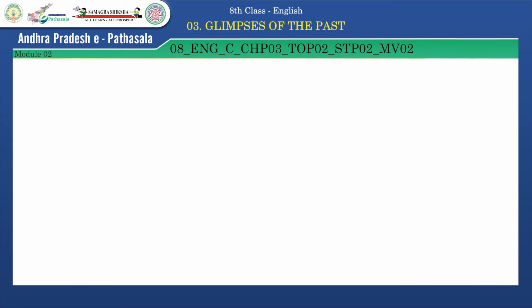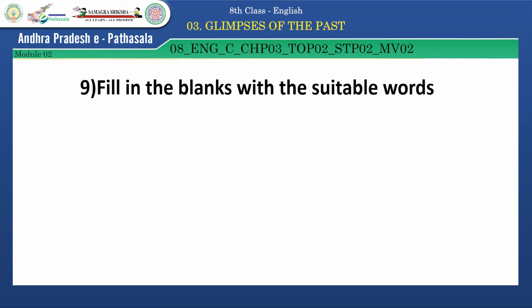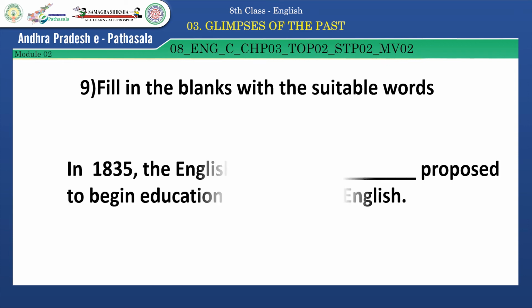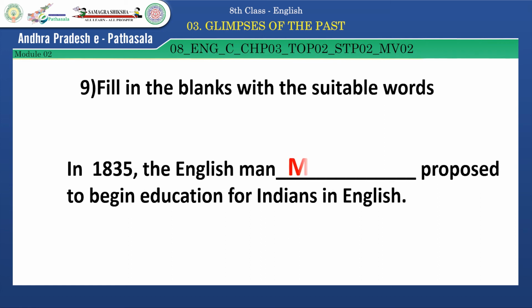Next question. Fill in the blanks with the suitable words. In 1835, the Englishman dash proposed to begin education for Indians in English. So who is ready with your answer? Macaulay, very good. Well done.